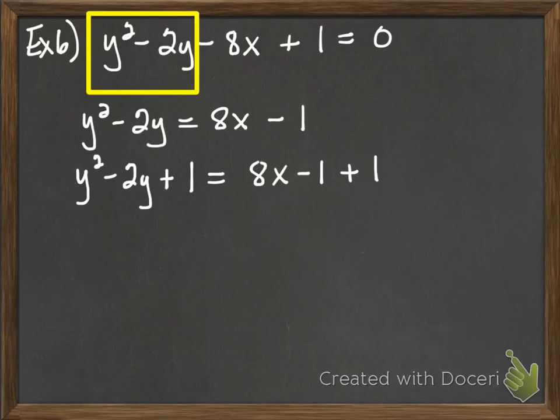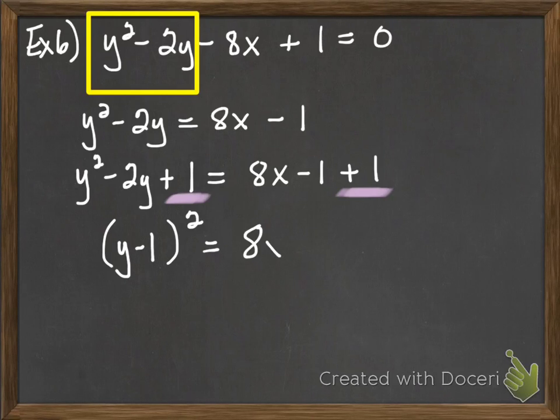Since these are your notes, maybe you want to underline plus 1 on the left, plus 1 on the right, just so you can go back and see what you did there. Once you complete the square on the left-hand side, you've created a perfect square trinomial that will factor into a binomial squared, and that will be y minus 1 squared, and then the right-hand side simplifies to be 8x.